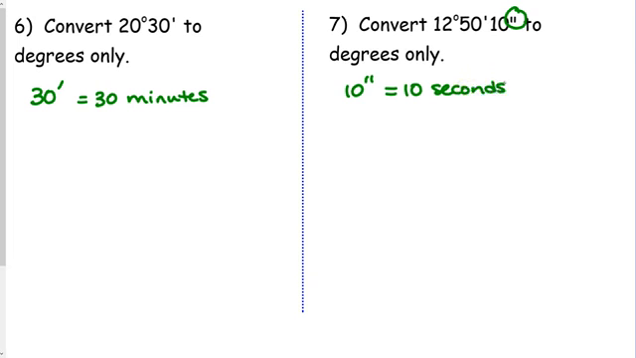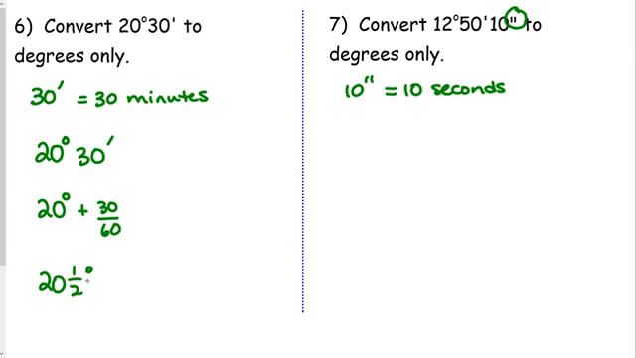Remember how we were talking about dividing a degree into 60 minutes? So if you have 20 degrees and 30 minutes, it means you have 20 degrees and 30 out of 60. 30 minutes out of 60 minutes. So you can just convert that to 1/2. So you have 20 and 1/2 degrees, or if you want, 20.5 degrees.